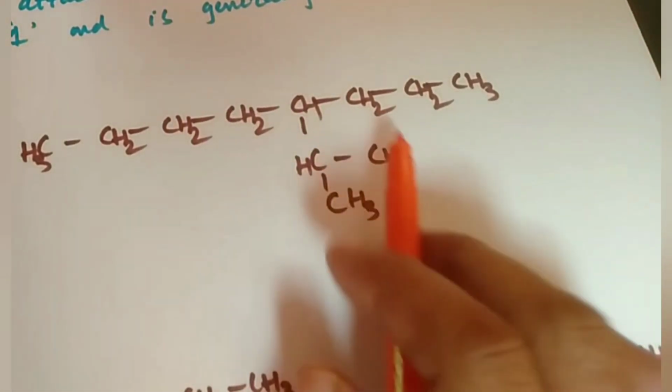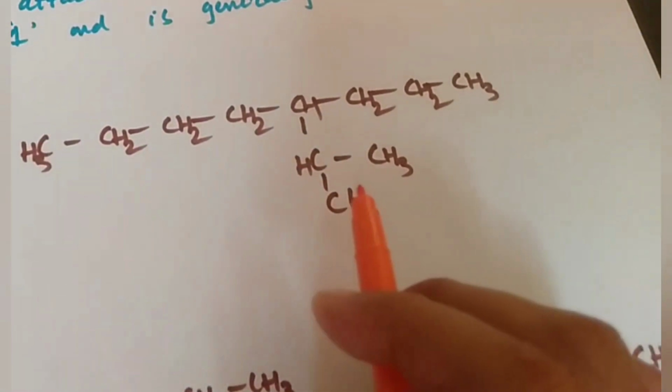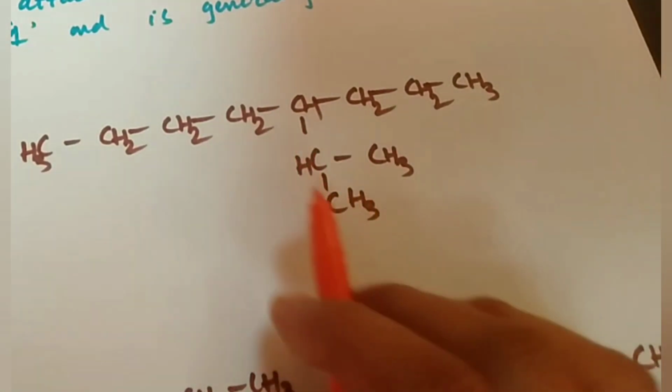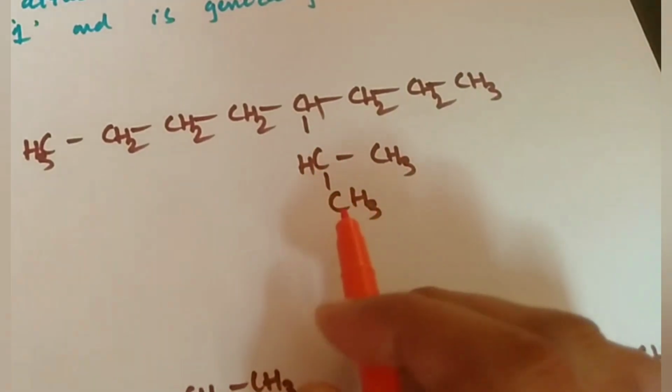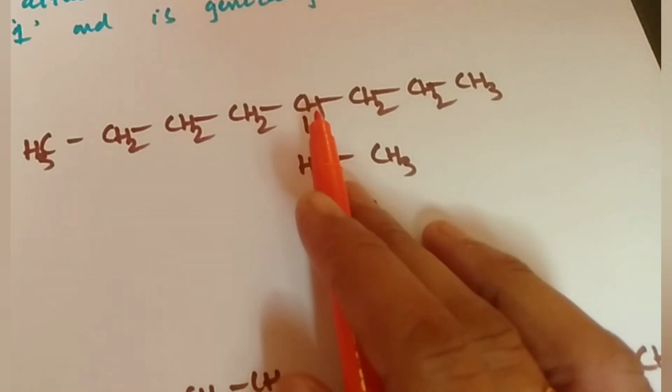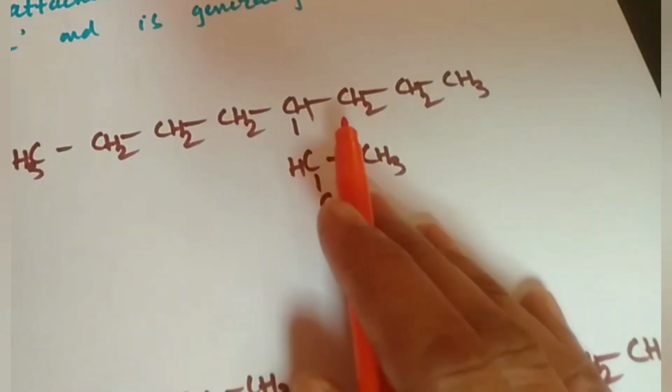For that group, if there is some name you can write the name also, or again you have to do the naming by giving number 1 to the carbon atom which is directly attached to the main chain. So see here in which way we have to proceed.